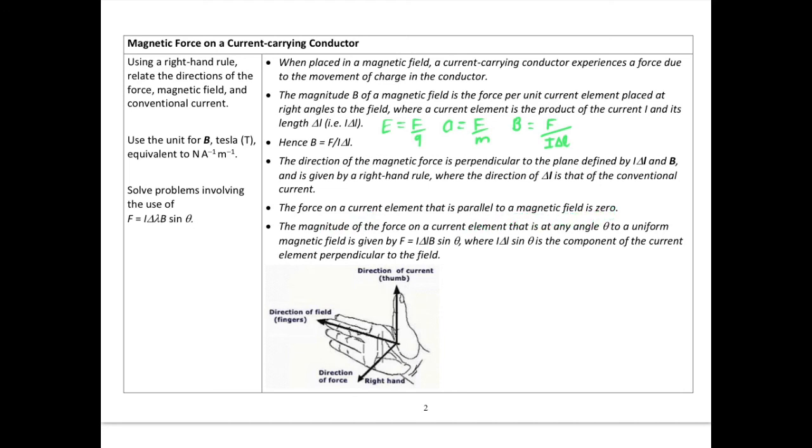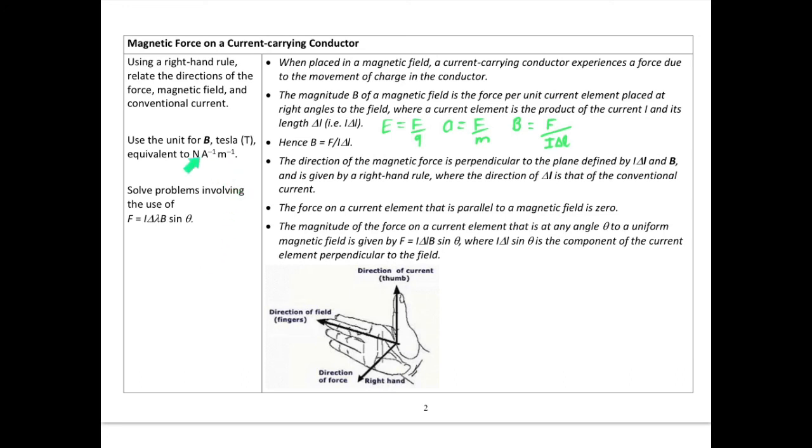And finally, how do we work out the strength of the force due to that field? We use the formula force equals I times delta L times B times sine theta, so the current times the length times the magnetic field strength times sine theta. If theta is 90, sine theta is 1, that's where it's at its maximum. If it's parallel, theta is 0, sine theta is 0, therefore the force is 0. So that's consistent with that previous statement that I've just made.